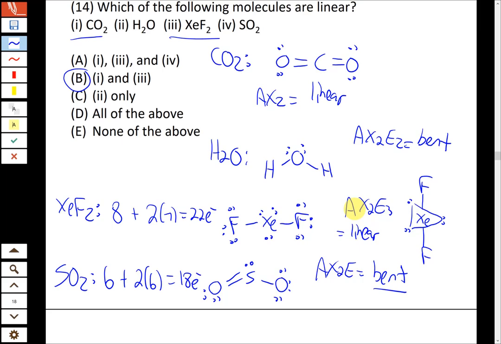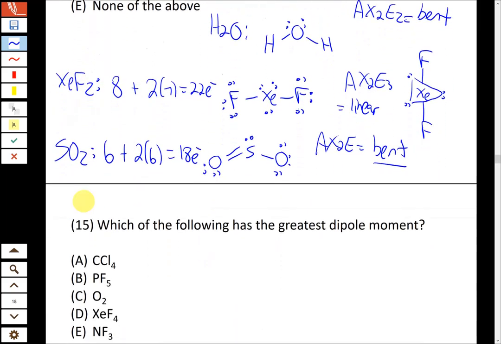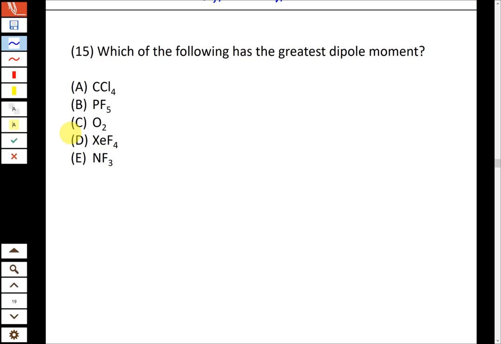All right, so that was a problem of VSEPR, and then another major topic we covered in chapter 4 of this course, which was part of the second exam, was polarity. Once we know the shape of a molecule, we can pretty easily predict whether it's polar or not, again, determined by that AXE notation and by the shape that it adopts.